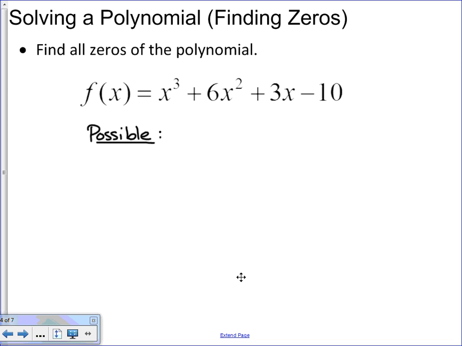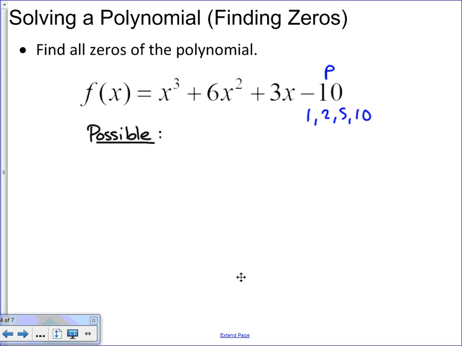To get the p's, you're looking for factors of your constant at the back of the polynomial. Even though my constant is -10, remember, we don't really care about the signs. We're just going to list factors of 10. What are factors of 10? 1, 2, 5, and 10. I heard people saying 1 and 10, 2 and 5, right? I like to write my factors in order. They do not have to be written in order.